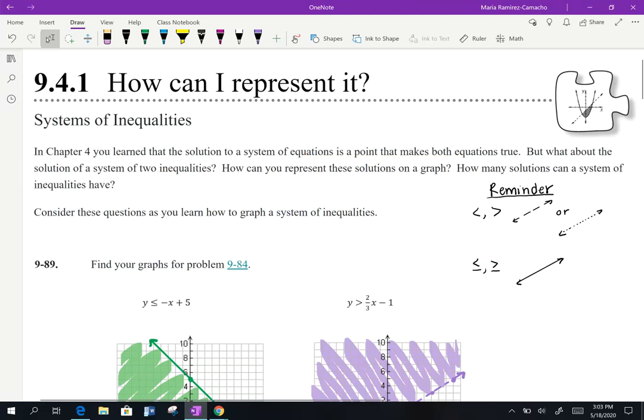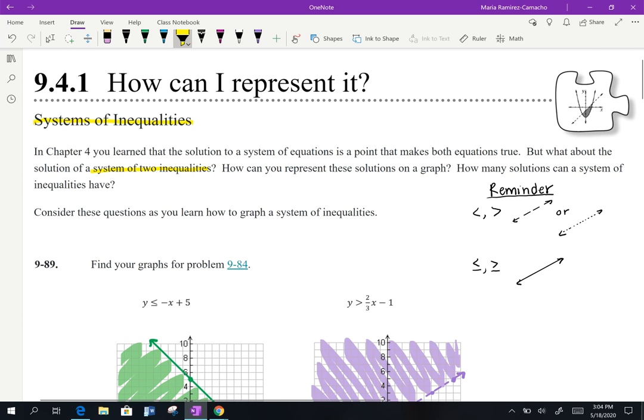This is lesson 9.4.1, Systems of Inequalities. In chapter 4, you learned that the solution to a system of equations is a point that makes both equations true. But what about the solution of a system of two inequalities? How can you represent these solutions on a graph? How many solutions can a system of inequalities have? Consider these questions as you learn how to graph a system of inequalities.